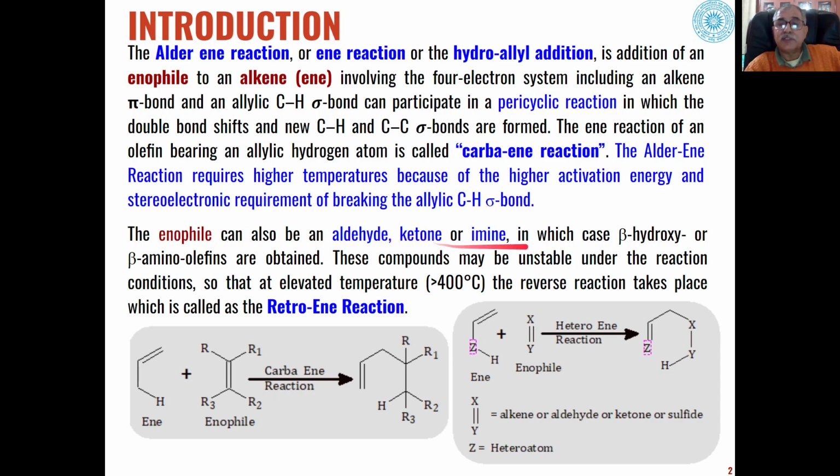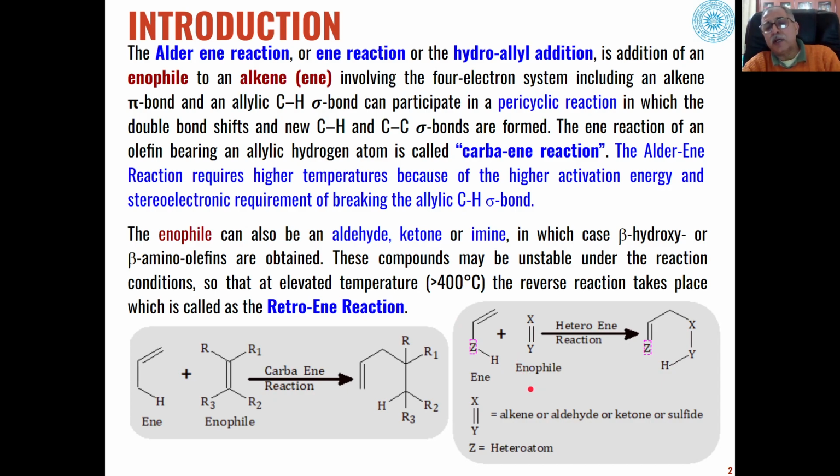When we use aldehydes and ketones, we will get beta hydroxy olefins as the products, whereas if we use amines as the reactants, then we will get beta amino olefins as the products. These products formed may be unstable under the reaction conditions, that is, at elevated temperature. Then they will undergo the reverse reaction, which is called the retro Ene reaction. Reverse reaction means the reactants will be reproduced.